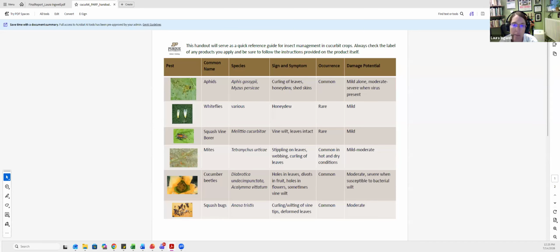So I have a table on one side of the handout that is just a snapshot of the pest, their common name, some of the species we get, signs and symptoms. This is the occurrence of like how often am I seeing it or hearing from growers in our region. And then, like, how big of a worry is it? Should I act right away, or is it something that I just can sit and watch because it's not necessarily going to cause damage? So that's what my damage potential is here.